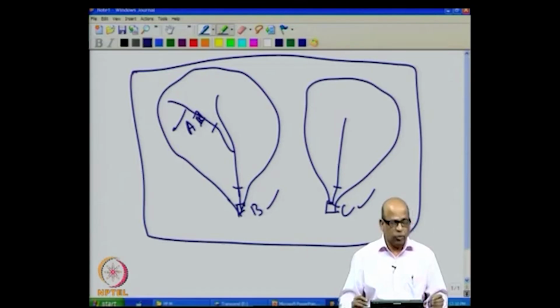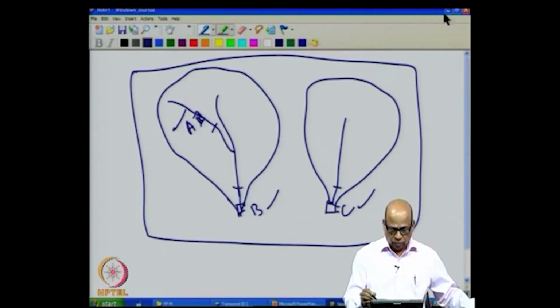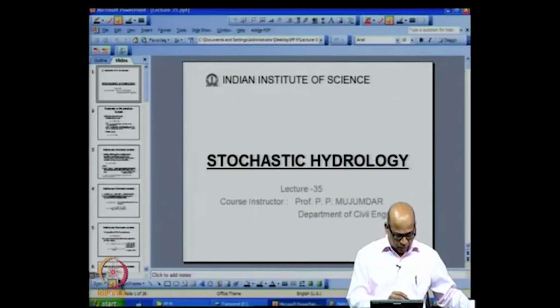So, in the last class specifically, what did we see? In lecture number 34, we examined, starting with the single site model, we went on to a multi-site model, typically the Markov model. That is, the multi-site Markov model is what we discussed in the last class.